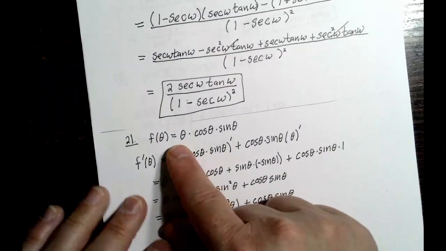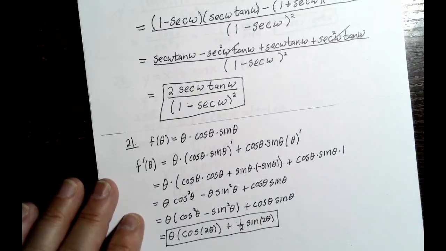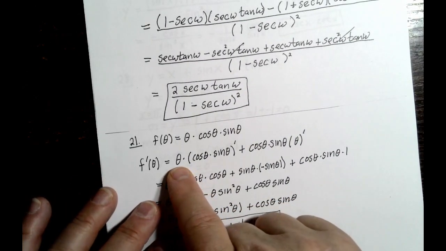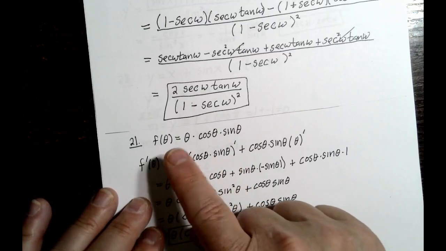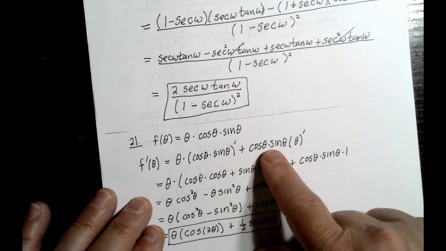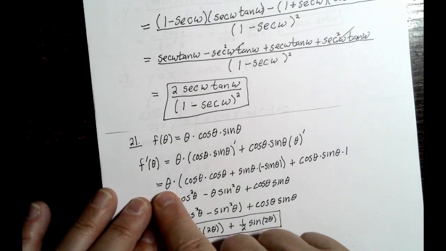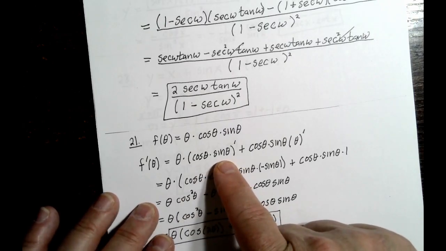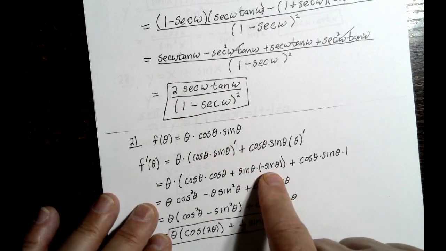21, you got theta times cosine times sine. So you got a couple of things here. You can look at this as one function theta and another function cosine sine. So it's the first times derivative of the second plus the second times derivative of the first. Okay? And the first is just theta. And the second, when you take the derivative of this, that's the product rule. So it's cosine, derivative of sine, plus sine, derivative of cosine.